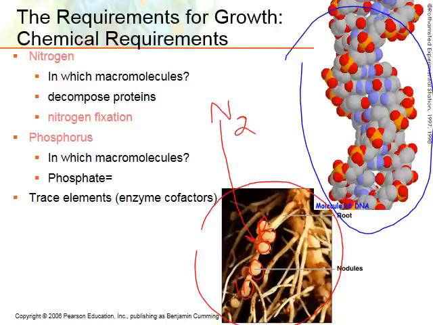Phosphorus is going to be in phospholipids. Phosphorus is also going to be the orange spheres in that DNA molecule. So in order to get phosphorus, they can break down the phospholipids or they can break down nucleic acids. We're also going to have to provide these bugs with what are called trace elements. A lot of times these trace elements are cofactors. Remember, cofactors help enzymes do their job. So things like magnesium, zinc, calcium, things like that, are going to be needed. The reason we call them trace elements is because we only need them in small amounts.